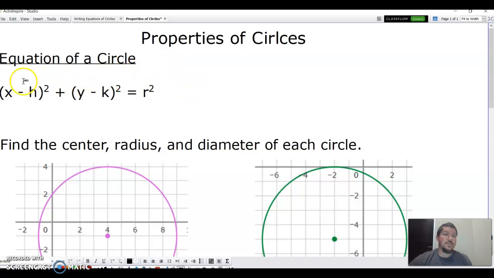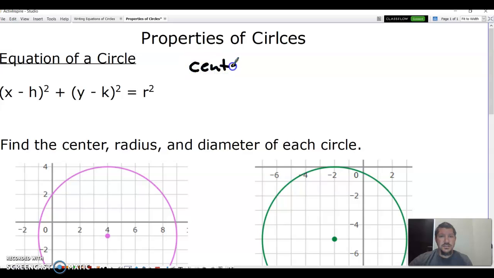So the equation of a circle is (x minus h) squared plus (y minus k) squared equals r squared. Pythagorean theorem. Distance formula, except there's no square root because it's squared. You should remember this from geometry.